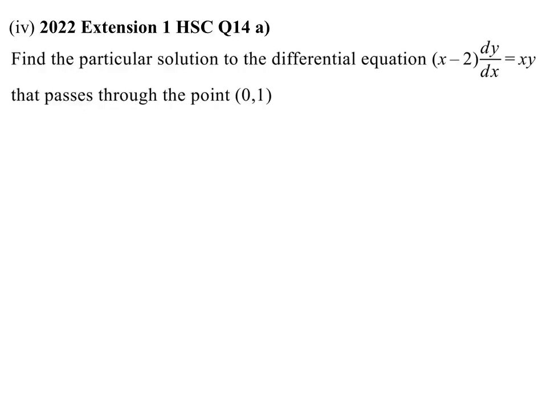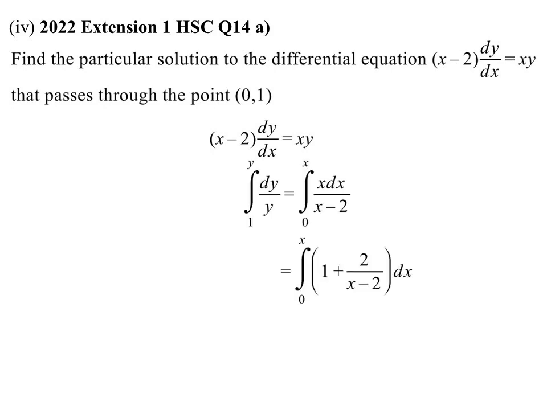Let's have a look at an HSC one then. Here's last year's one. Find the particular solution to this. It goes through the point (0, 1) we are told. So (x minus 2) dy/dx is equal to xy. Separate my variables. Now I'm doing it as a definite integral straight away because it is a particular solution. So when x is 0, we know y is 1. We want to find the relationship between x and y.